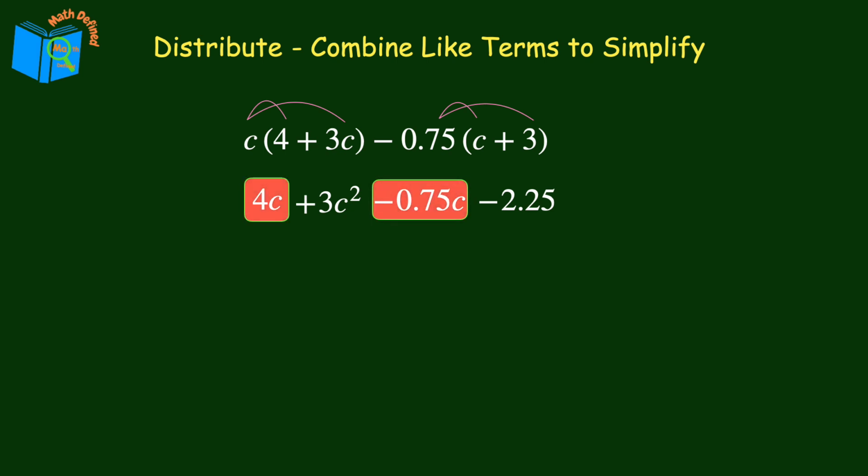Positive 4c and negative 0.75c are like terms, and combining them results in positive 3.25c. Now we can see that the two terms left are not like terms, so we'll just bring them down, and we're done.